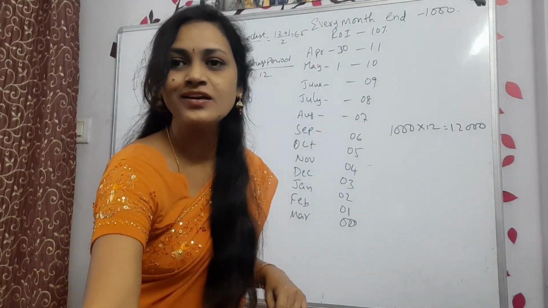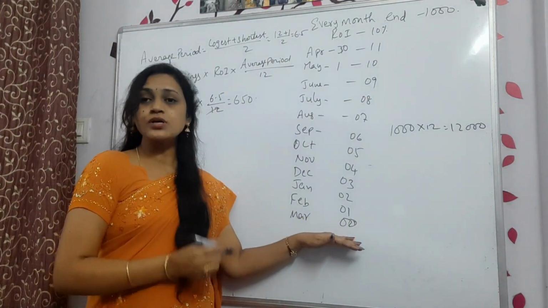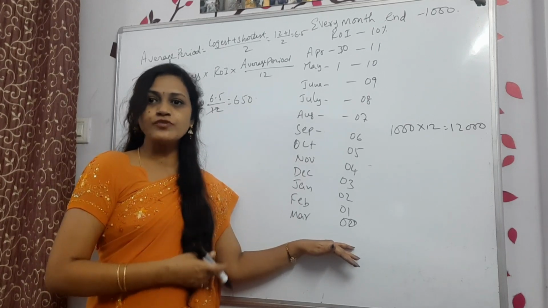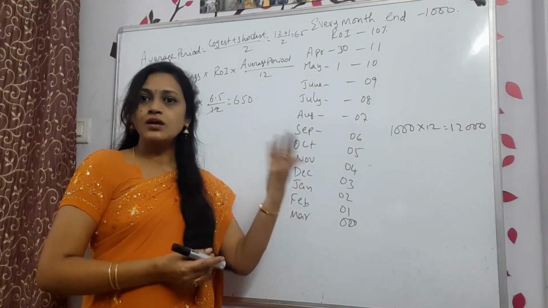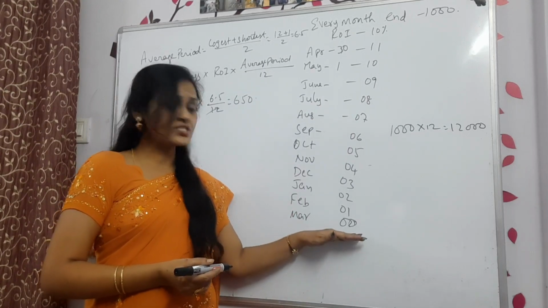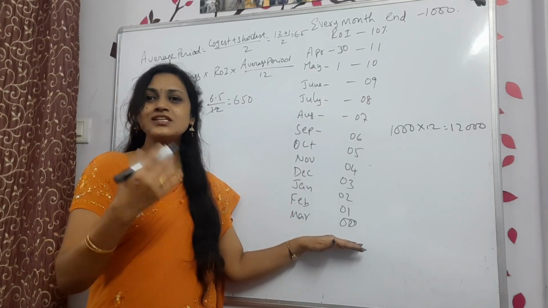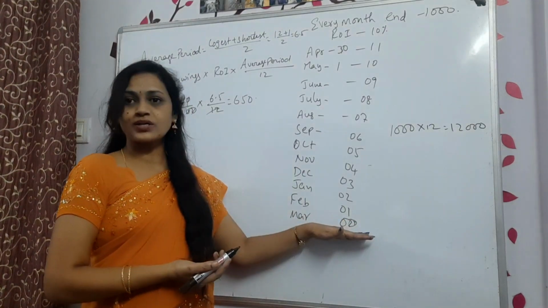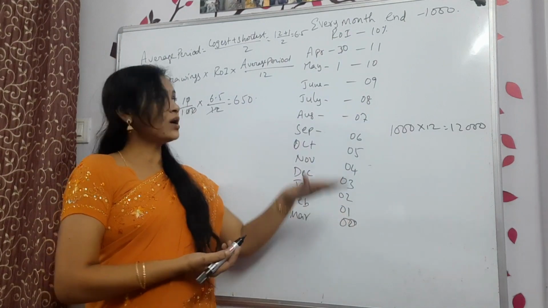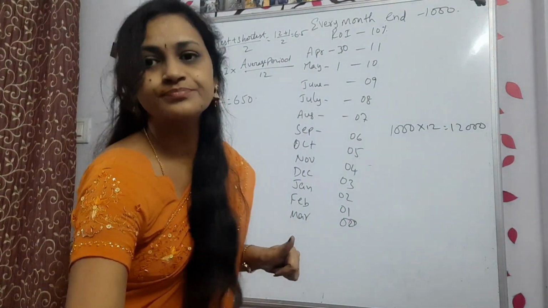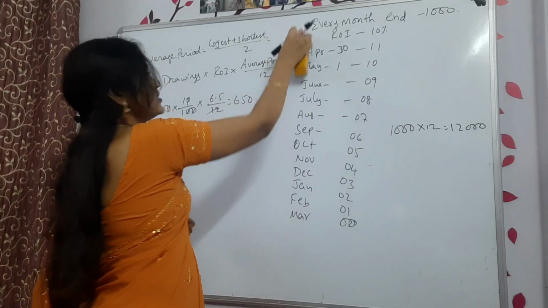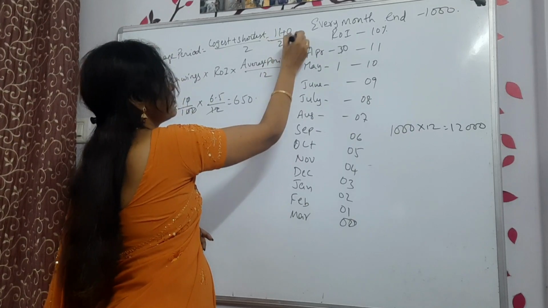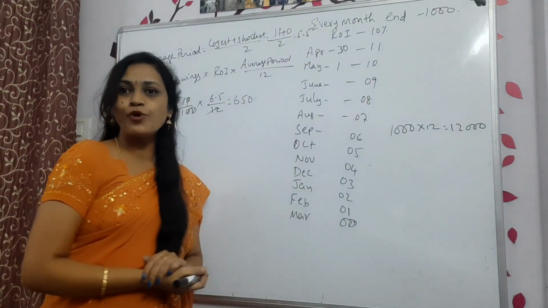When it comes to the end, you have only 0 months, because March 31st you have withdrawn the money. Month end is March 31st. When you withdraw money on March 31st, how many months are left? The next day itself is April 1st, which is the start of the next financial year. So it will be 0 only. Now, what is the longest duration? 11. Shortest duration? 0. So 11 plus 0 divided by 2, then you get 5.5.